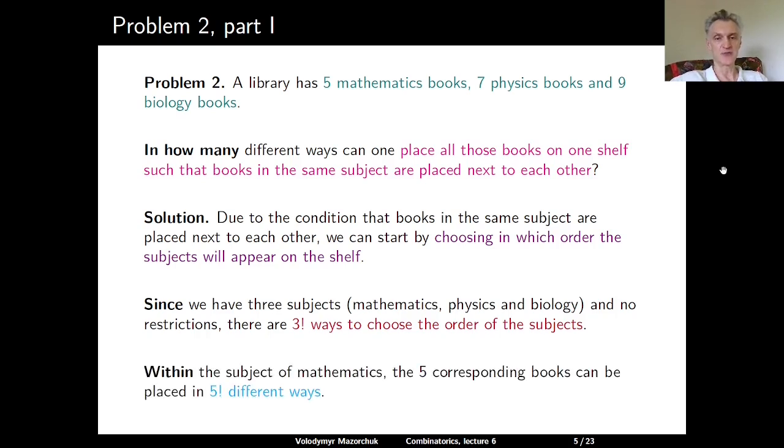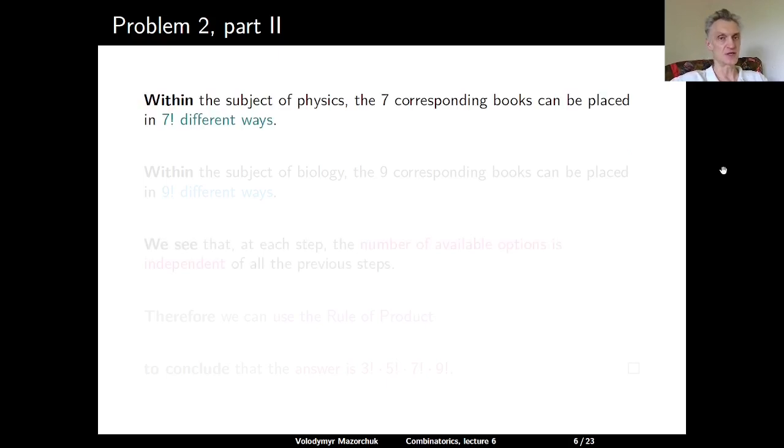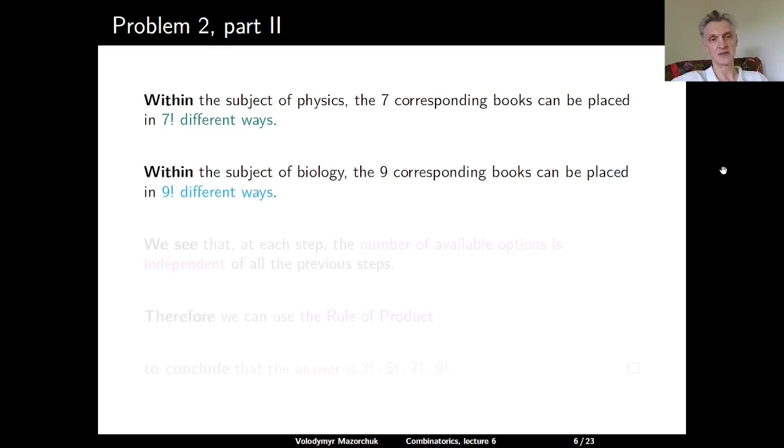Next, within the subject of mathematics, we have 5 books, so there are 5 factorial different ways to place those books on the shelf next to each other. Within the subject of physics, there are 7 books, so there are 7 factorial different ways to place these books on the shelf next to each other. And within the subject of biology, there are 9 books, so there are 9 factorial different ways to place the books in biology on the shelf next to each other.